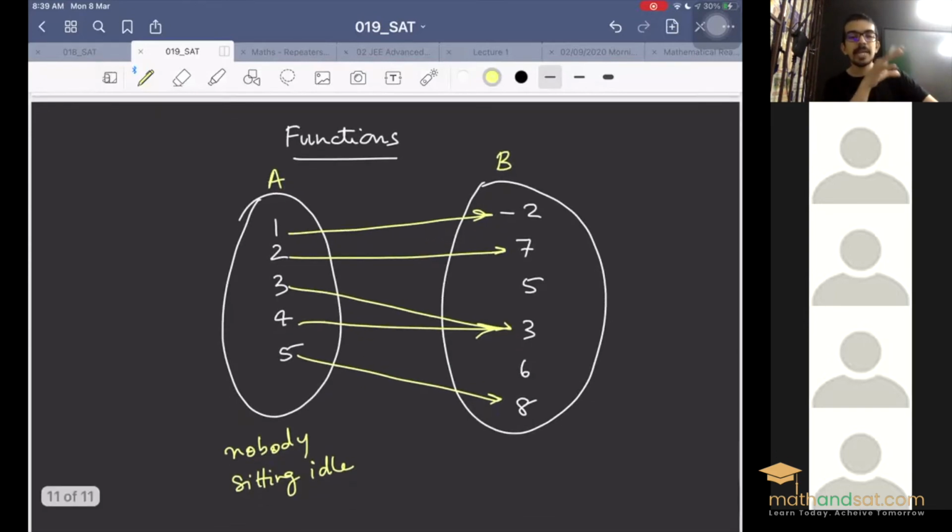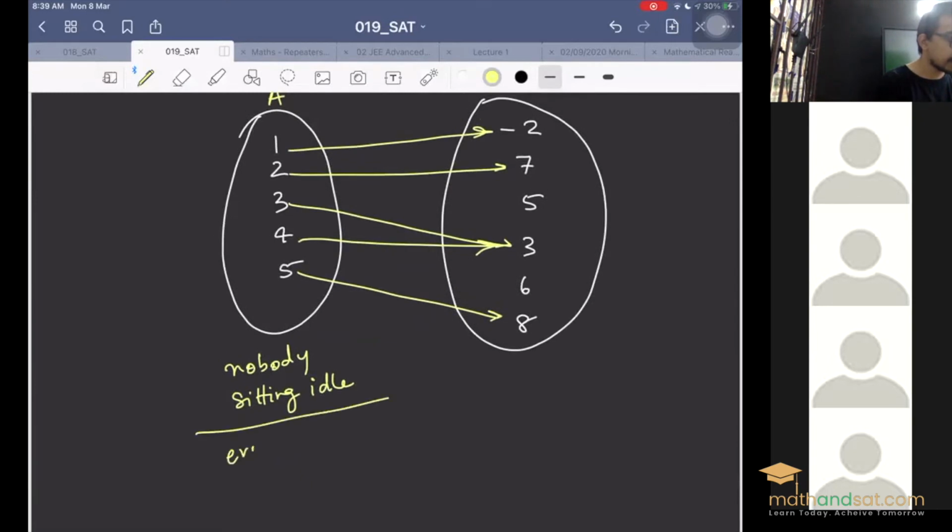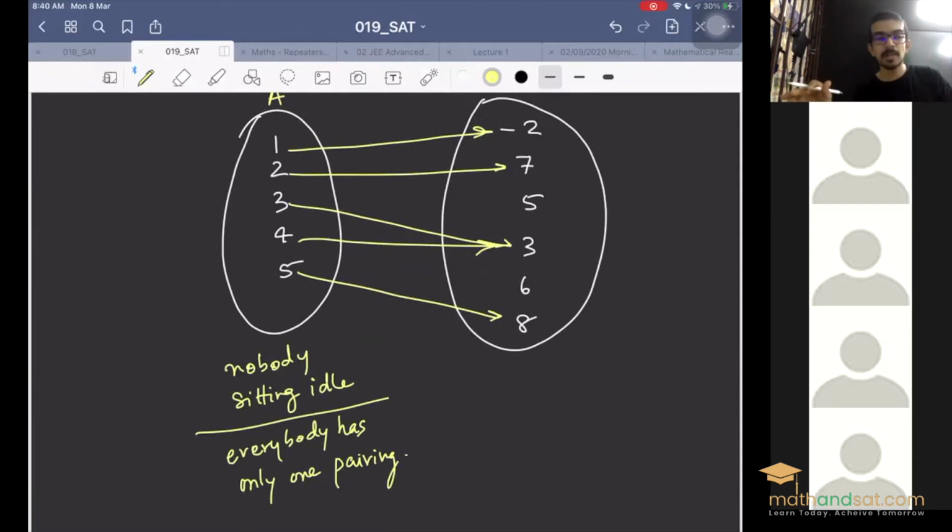Every element in the first set is getting paired with some number in the second set. And the second thing is, everybody is pairing to just one number. If you take any number here, it has only one pair. So these are the two conditions for this mapping, this pairing, or this relationship to become a function. You understand what I'm saying? You take every element of the first set, it should have a pairing, and it should have only one pairing. So that is the condition.